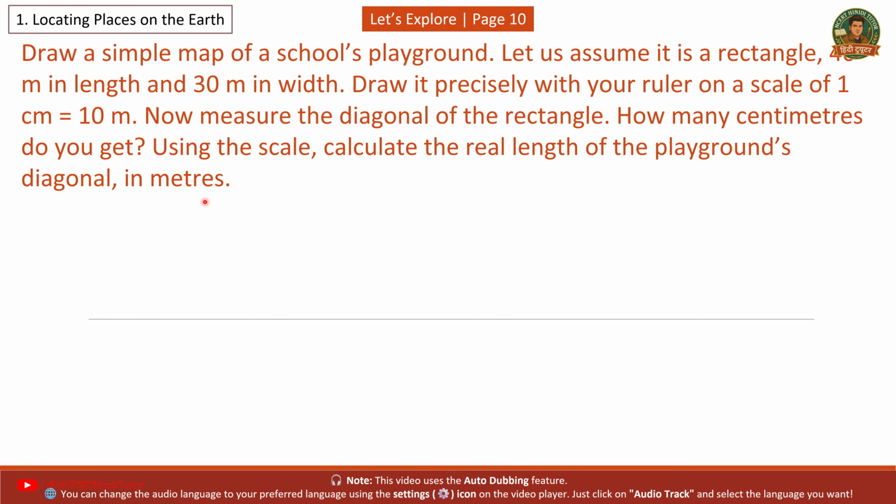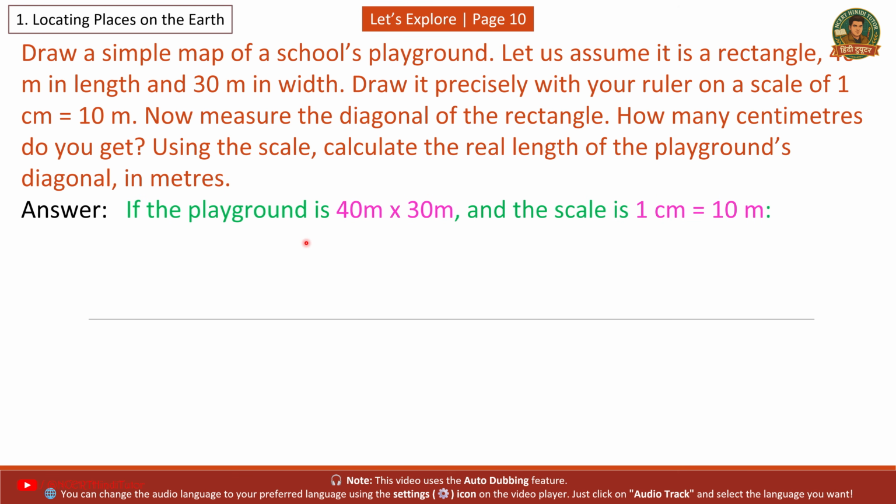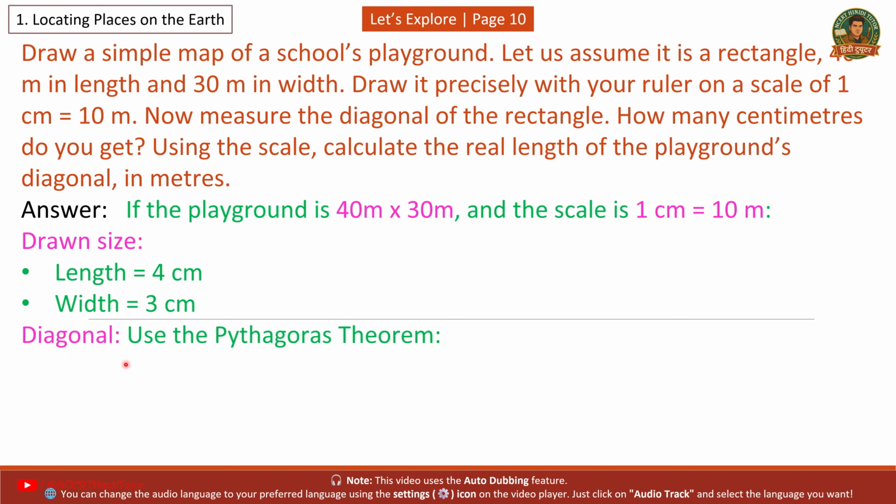Let's calculate the diagonal. If the playground is 40 meter by 30 meter, that is 40 meter length and 30 meter width, and the scale is 1 centimeter is equal to 10 meter, which is given in the question, then drawn size, length is equal to 4 centimeter and width is equal to 3 centimeter when you draw the school's playground. Next, diagonal, use the Pythagoras theorem. Diagonal square is equal to length square plus width square.